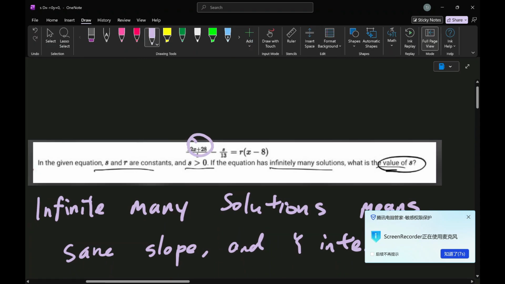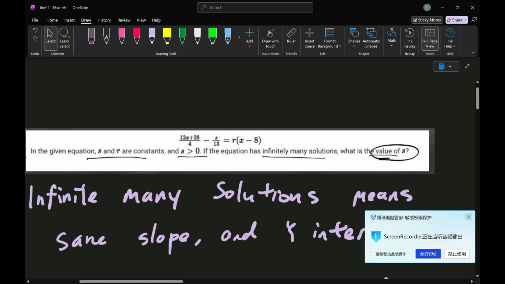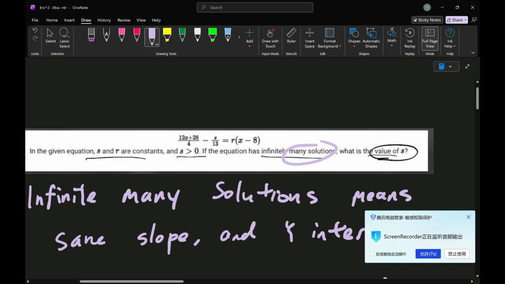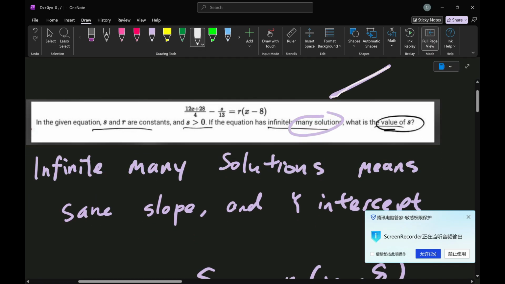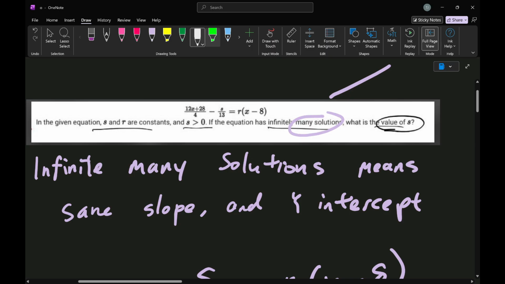Whenever you see this, you probably already think of two systems of equations, and then you're just solving them. It's saying it has infinitely many solutions. That means it must have the same... It's basically the same line, right? They draw the same line twice. That's the only way for a linear line to have infinitely many solutions.